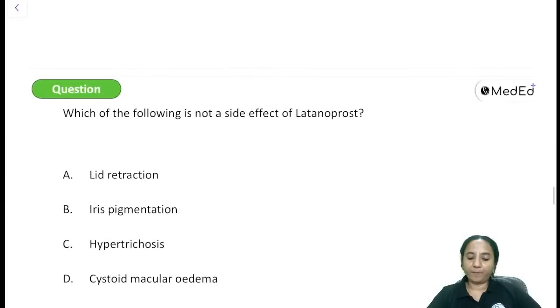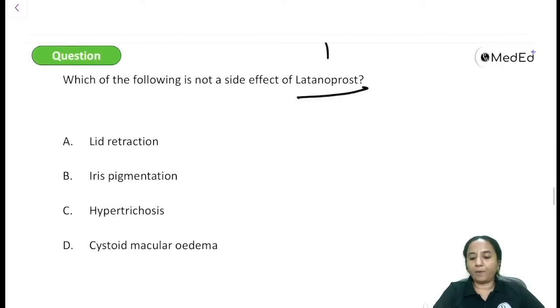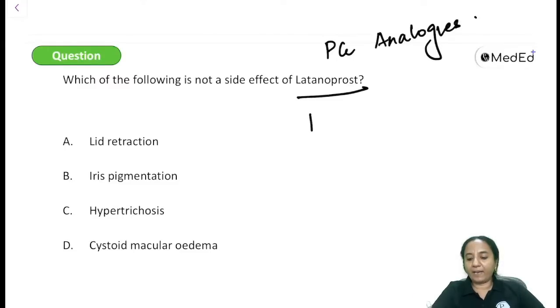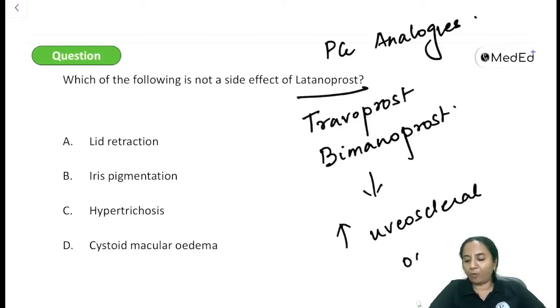Next question. Which of the following is not a side effect of latanoprost? So latanoprost belongs to which group? It belongs to the group of prostaglandin analogues. Which are the prostaglandin analogues that we have? We have latanoprost, travoprost, and bimatoprost. And what is their mechanism of action? They increase the uveoscleral outflow, and that's how they are used as an anti-glaucoma drug.